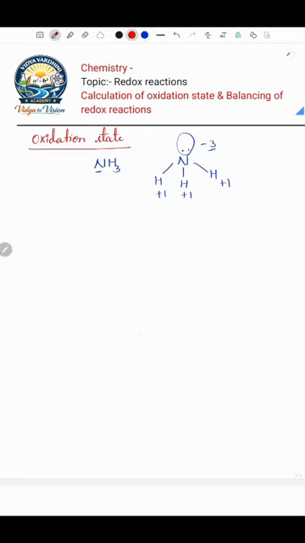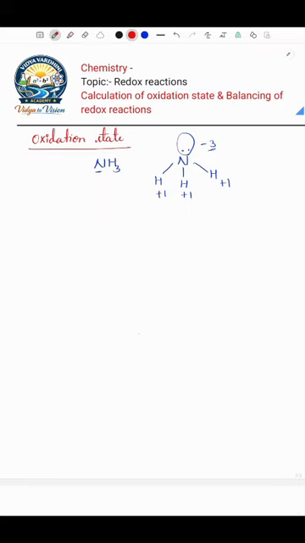Right? Now, why is it important? It is important to know the oxidation state value of an atom in a molecule, so that we will be able to understand the atom is changing from which state to which state, and it helps us understand whether the atom is undergoing oxidation or reduction in balancing of redox reactions.